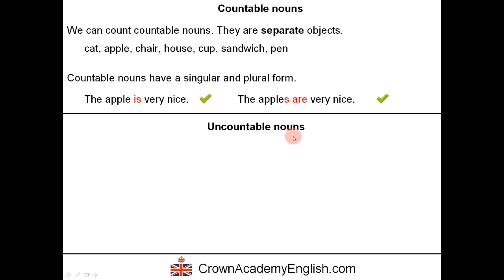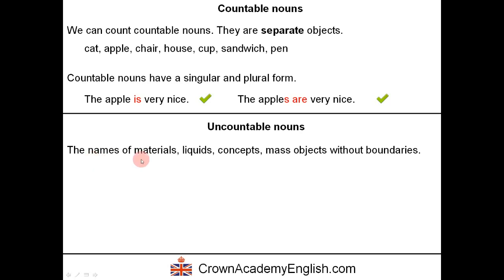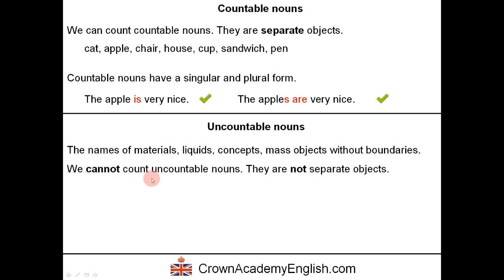But uncountable nouns refer to the names of materials, liquids, concepts, mass objects without boundaries. We cannot count uncountable nouns because they are just one big mass or idea. They are not separate objects. So examples: sugar, butter, rice, pasta, salt, bread, milk, and water. And of course there are many other examples.